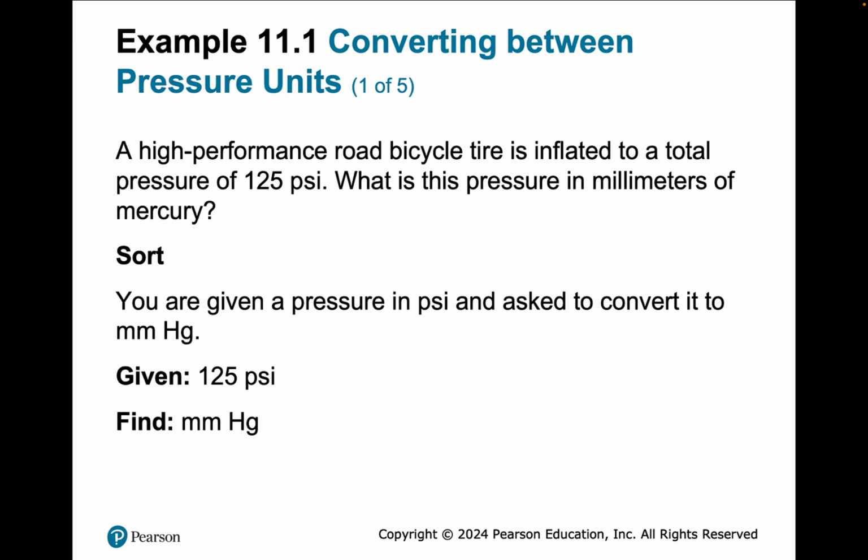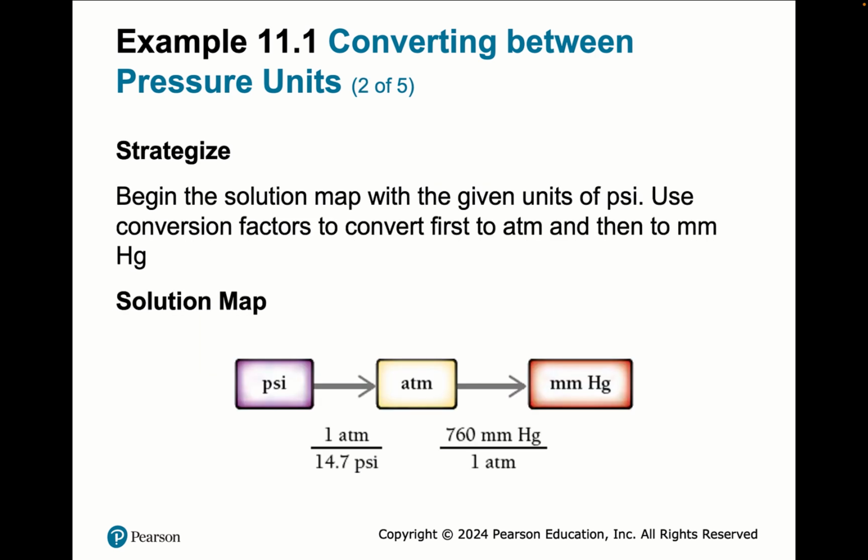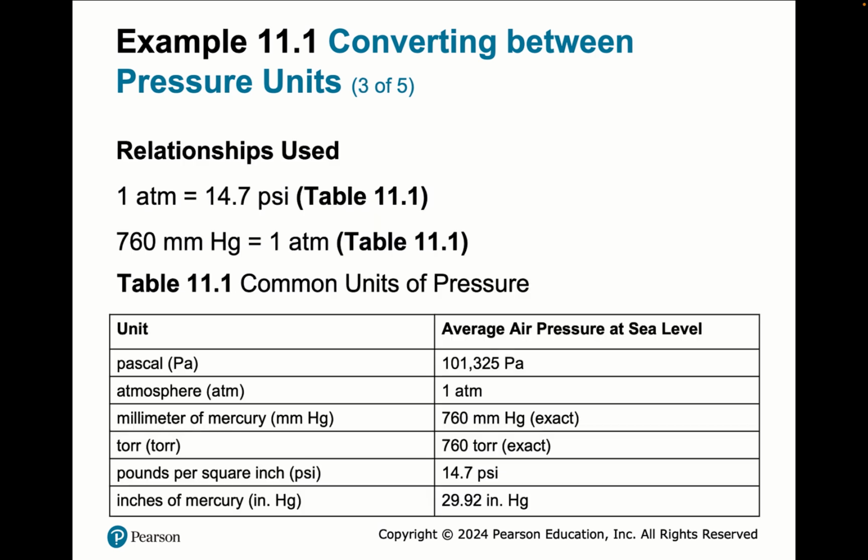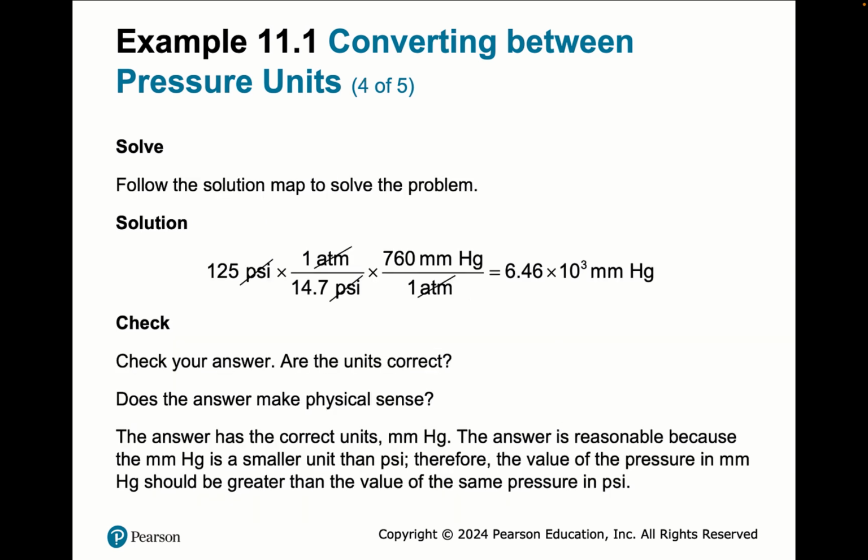So let's convert this to millimeters of mercury, and you just use the conversion. I like this. I keep the numbers memorized per atmosphere, and here is the chart here. So 125 psi times 760 millimeters of mercury over 14.7 psi, to get 646. Well, actually, sorry, it's 6,460 millimeters of mercury.